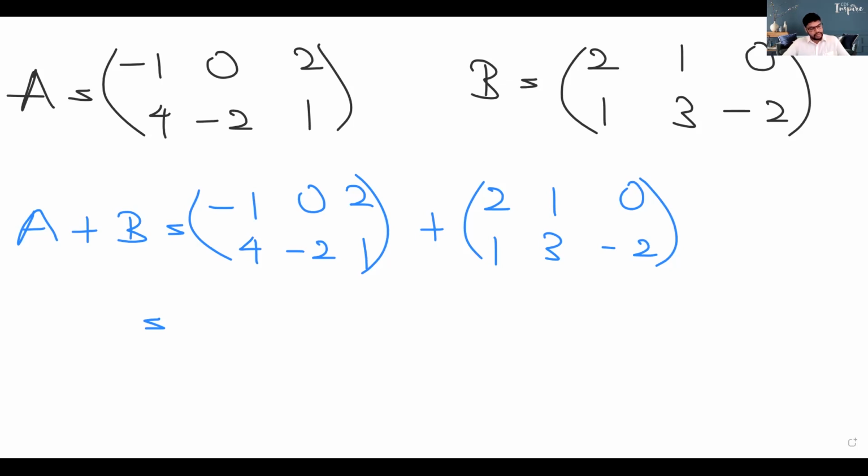So you can see we have -1 plus 2, that gives us 1, right? 0 plus 1 again is 1. Then we have 2 plus 0, which is 2. Then 4 plus 1 is 5. -2 plus 3 is 1. And 1 plus minus 2 is -1.